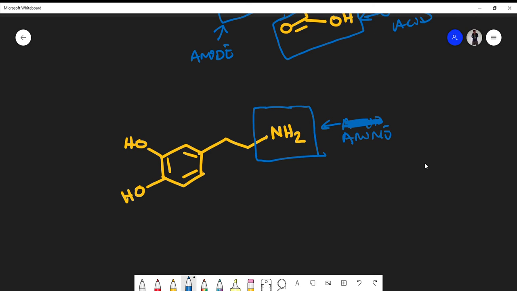If you just have a nitrogen and there's no other functional group adjacent to it, this is what we call an amine. Now there are different sorts of amines. There are primary amines, secondary amines, and tertiary amines. Again, the point of the video is not to differentiate between those. We're just saying you need to be able to identify whenever you see an amine versus an amide. Again, we've already spoken about our benzene ring, or in other words, this is our aromatic hydrocarbon.